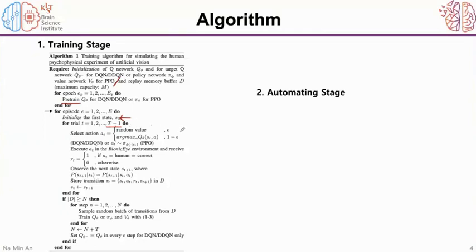In the third for loop of algorithm 1, the action and reward were chosen based on the conditions described in the previous slide. The agents in DQN and DDQN used the epsilon greedy method to explore the environment with a probability epsilon, or exploit the Q network otherwise. Since the order of experimental trials was unchanged throughout the human psychophysical test for all subjects, the next state, S sub T plus 1, was independent of the selected action.